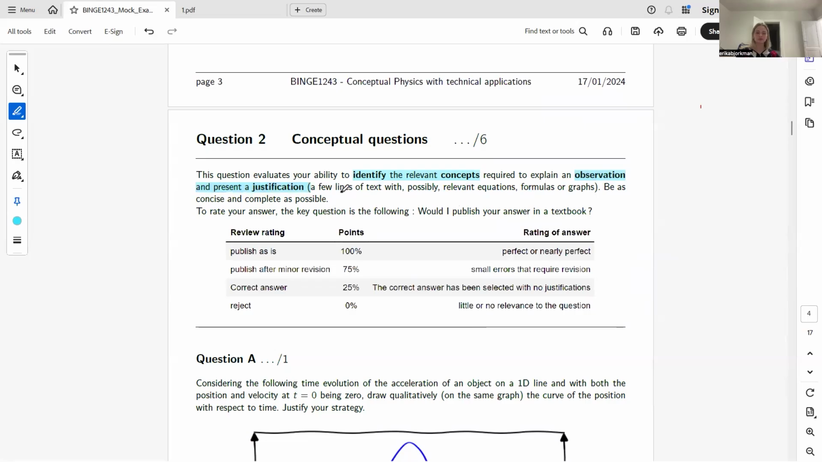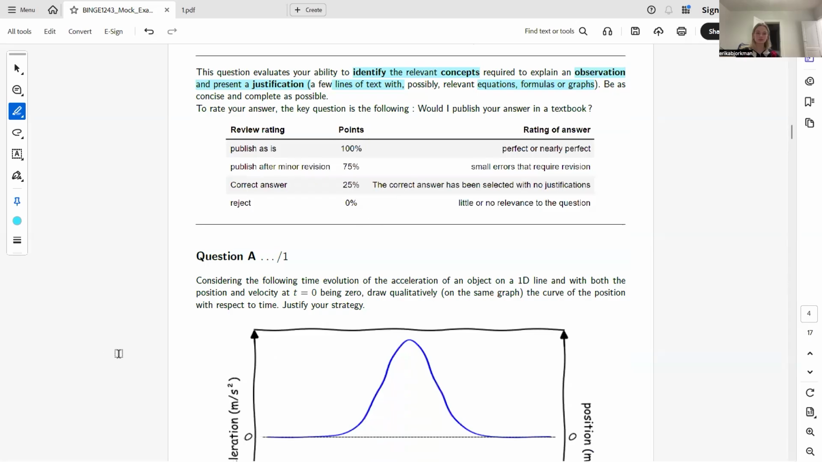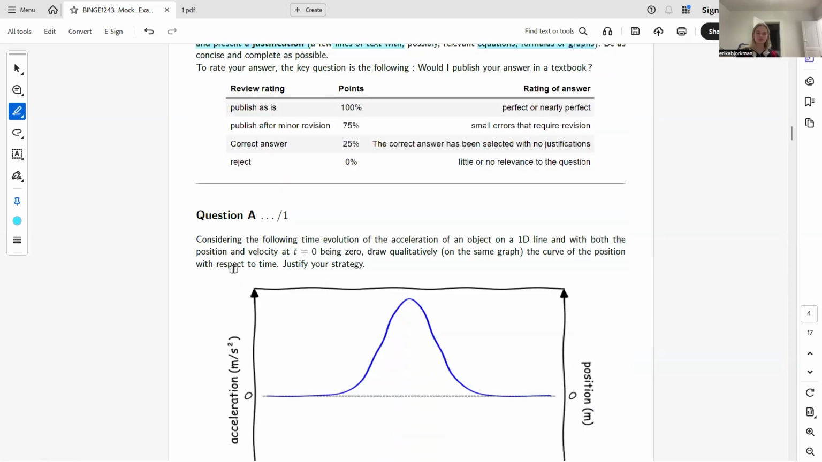Here we need to also discuss from the graph. We need to also write some formulas, be as concise and complete as possible. Okay, that is not our part. Our first question is here.